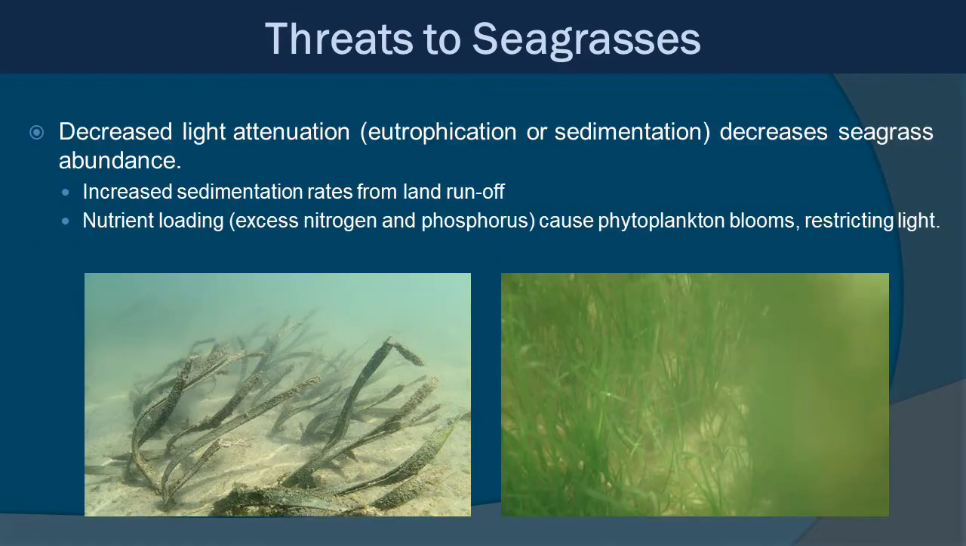Of course, seagrasses need light because they have to photosynthesize, right? So when you have increased light attenuation, essentially meaning that you have less light reaching the bottom, this is a problem, and it occurs during eutrophication and sedimentation processes, and this can decrease seagrass abundance. A few of the causal factors for this include sedimentation that comes off of land due to runoff, and nutrient loading, which is essentially excess nitrogen and phosphorus coming in due to runoff as well.